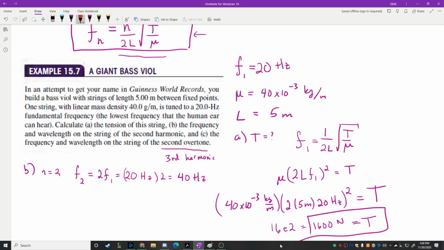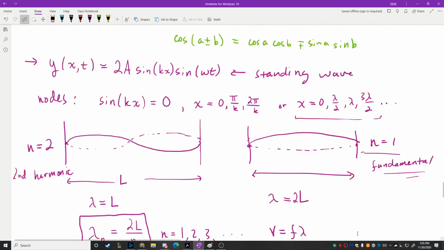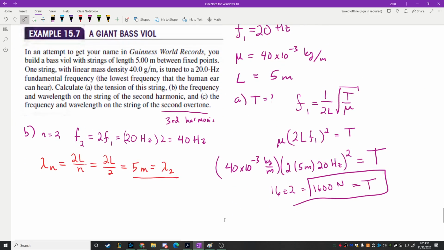The wavelength on the string of the second harmonic. Okay, so lambda sub n, the equation that I had above, you do 2L divided by n. So 2L divided by 2. So this is actually just equal to 5 meters. That's what the wavelength of the second harmonic is. So it's the length of the string, right? To visualize that, this is n equal to 2, where the wavelength is equal to the length of the string. That's the wavelength and the frequency.